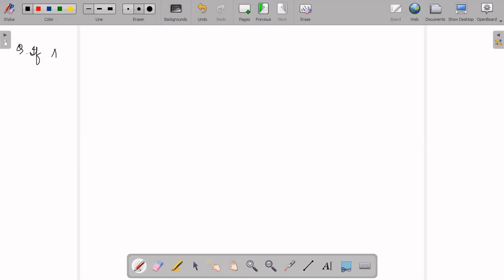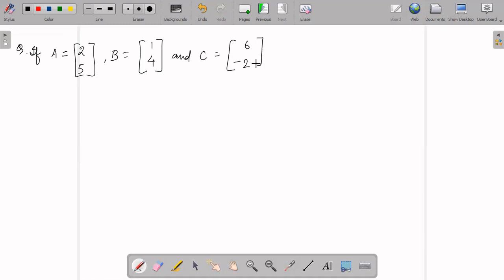If A is equal to [2; 5], you see, I have written a column matrix. This is a column matrix. मैंने बता दिया है column matrix क्या होता है. पिछले lectures अगर ध्यान से देखे हो तो जानते हो, column matrix is that matrix which has just one column. So A is a column matrix. Then there is B, which is also a column matrix, [1; 4]. And C, which is [6; minus 2].